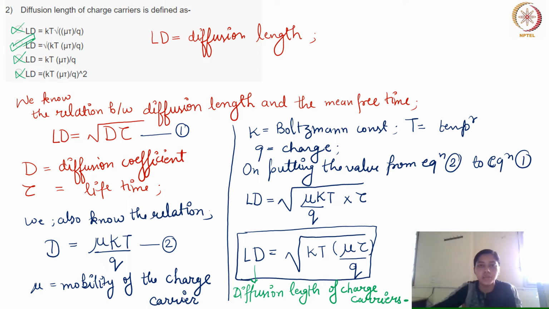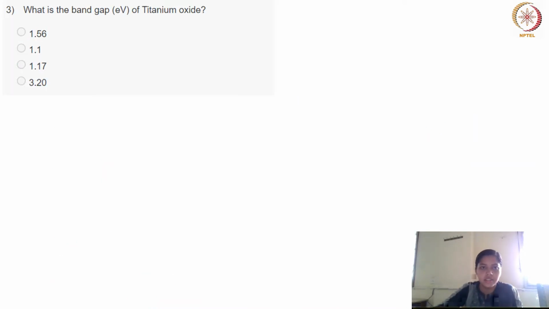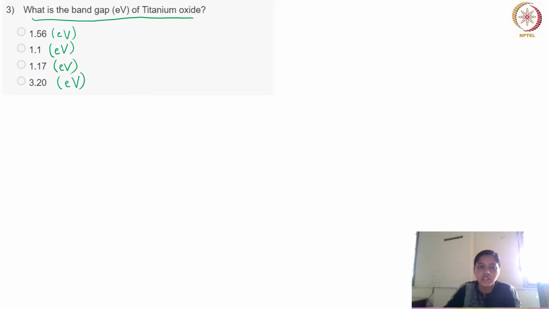Okay, now let's move on to the next question. What is the band gap of titanium oxide? You have to tell the band gap in terms of electron volt. It is 1.56 eV, 1.1 electron volt, 1.17 electron volt, or 3.20 electron volt.